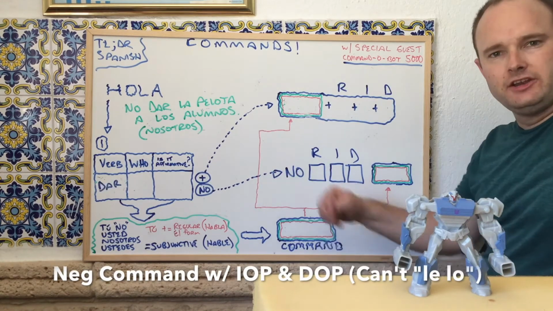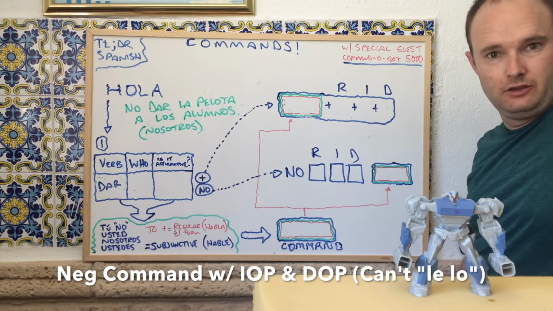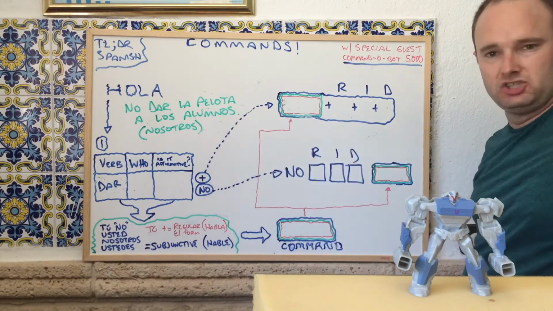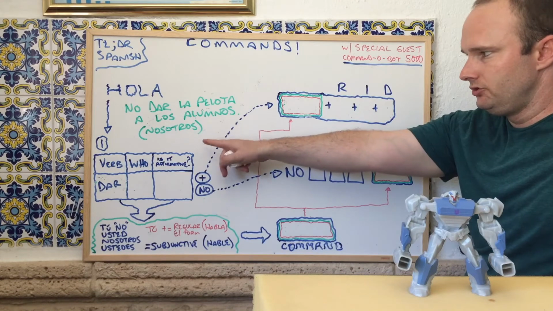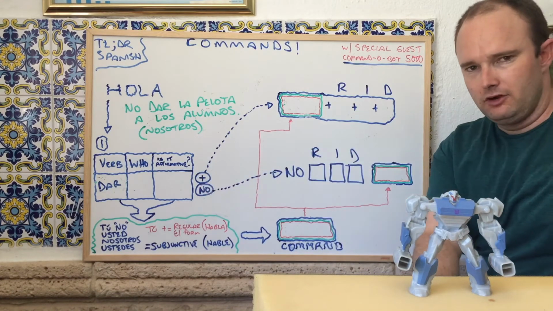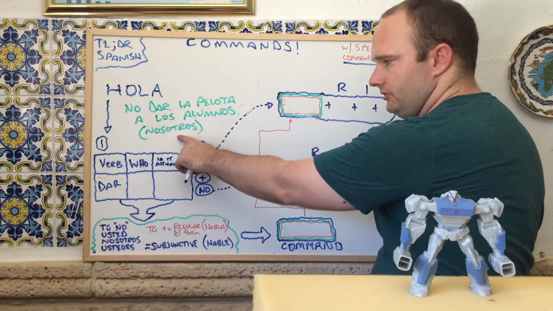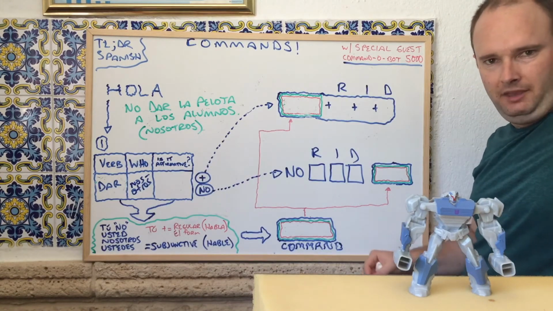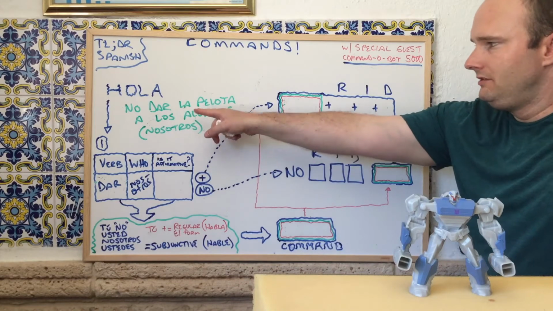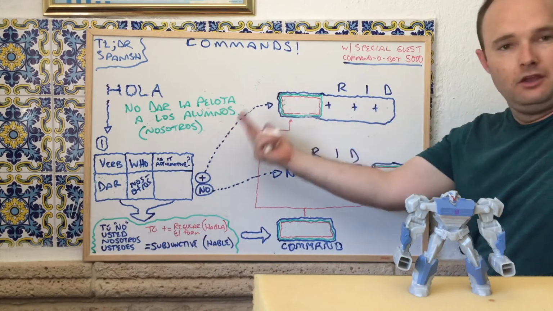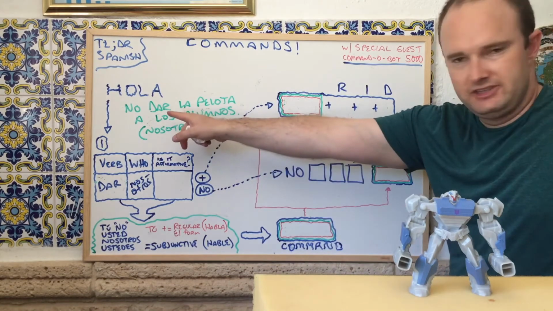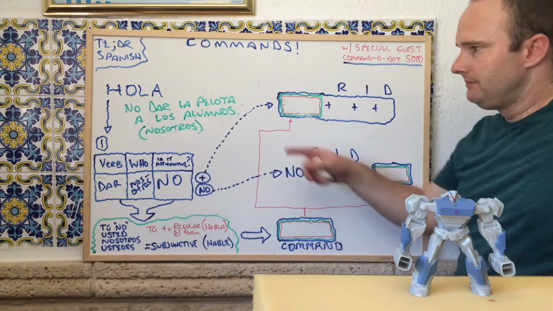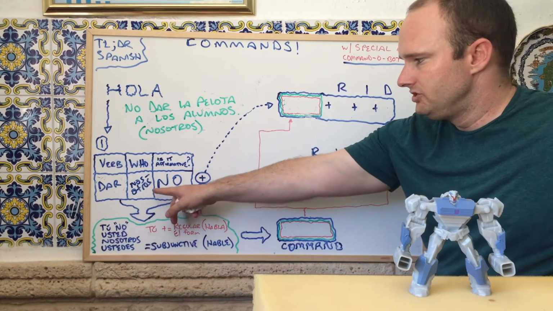Thank you, sir. Here's another example of a sentence that we can make into a command. So we have no da la pelota a los alumnos, and the subject is nosotros. I've already plugged in dar for our verb. Now I'm going to plug in nosotros. And I'm thinking, is this an affirmative command? Well, it's definitely not affirmative because there's that no there. So I'm going to write no. What's our command going to be?